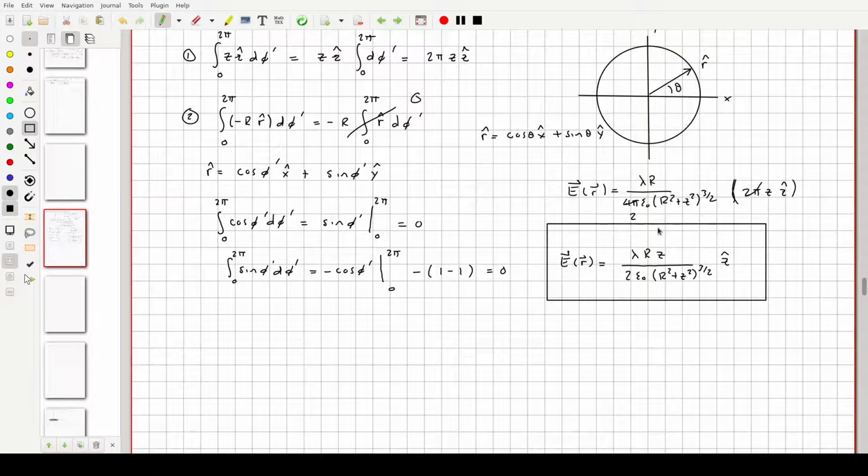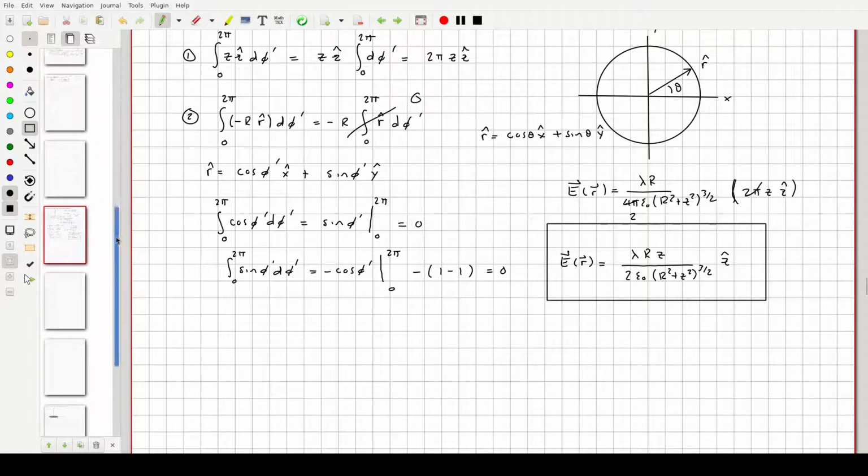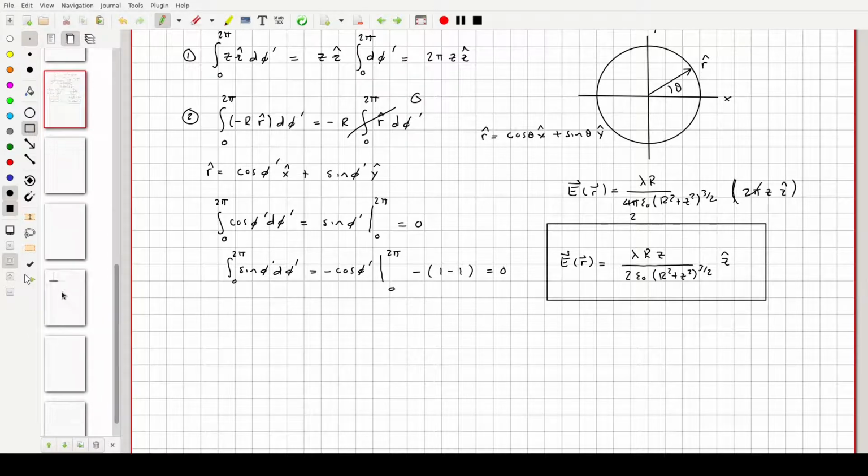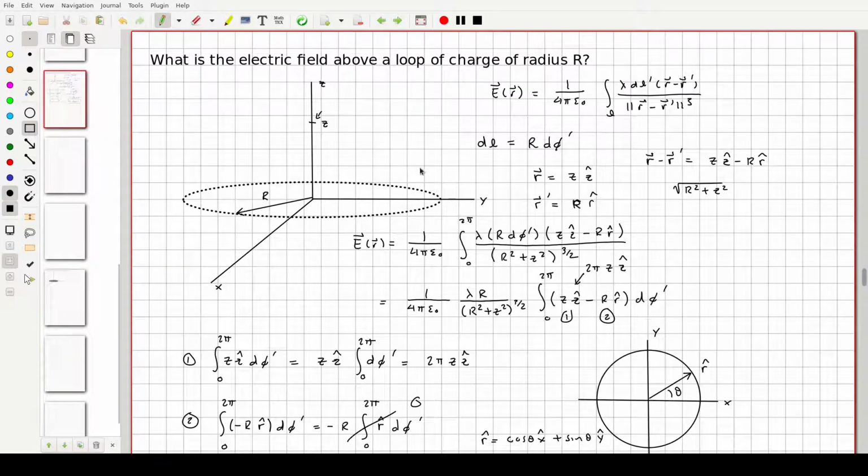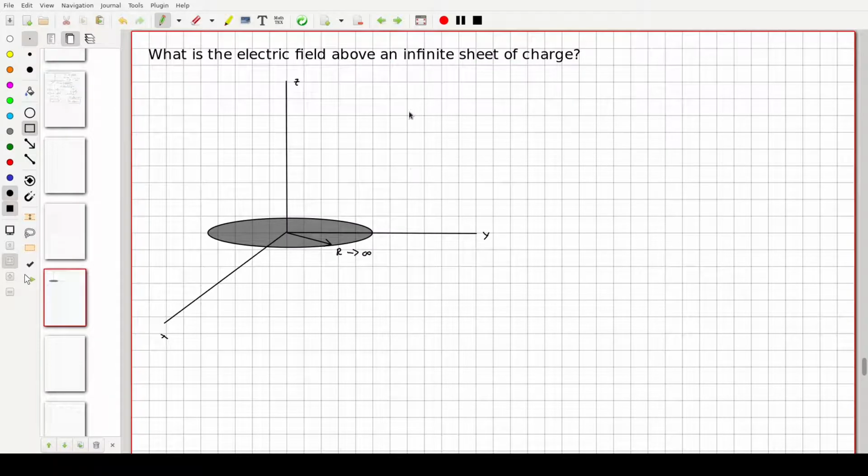Okay? Now, so let's do another example. Okay, so in this problem, this is basically the same as the previous problem that we did right here, but we're actually going to integrate, instead of over a length, we're going to integrate over an area.